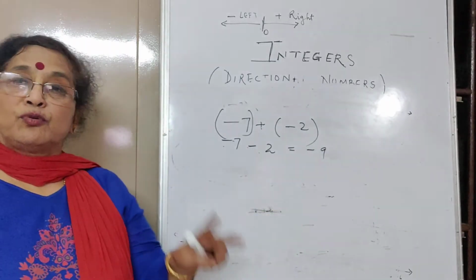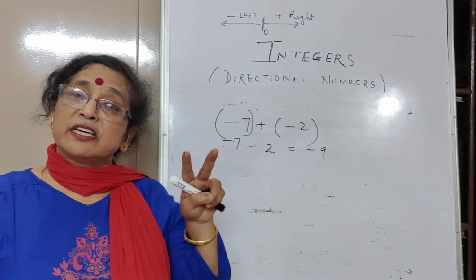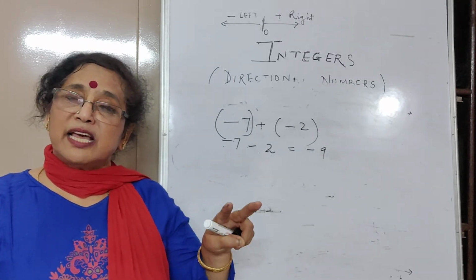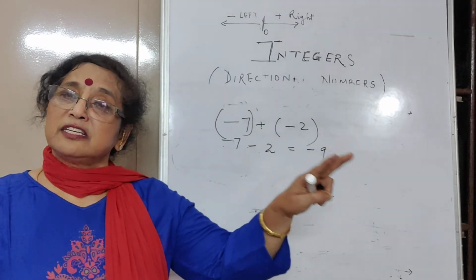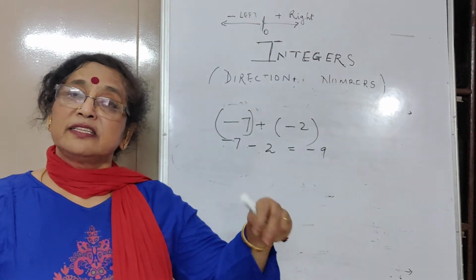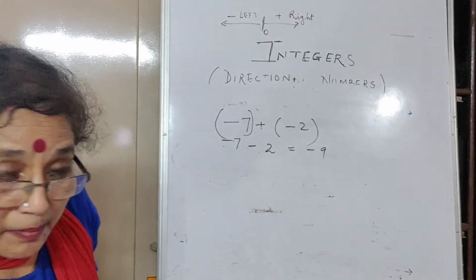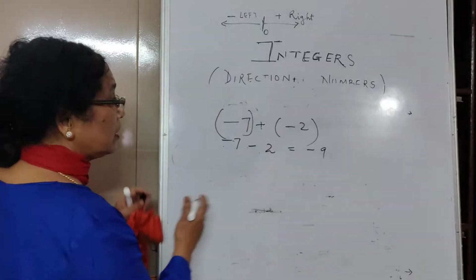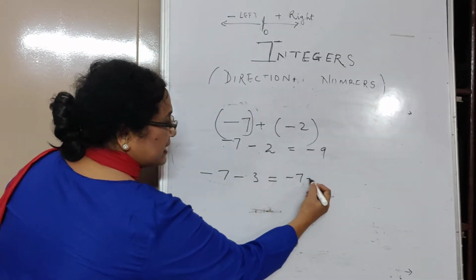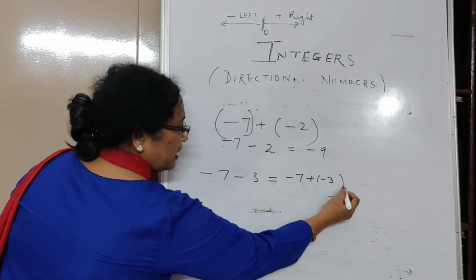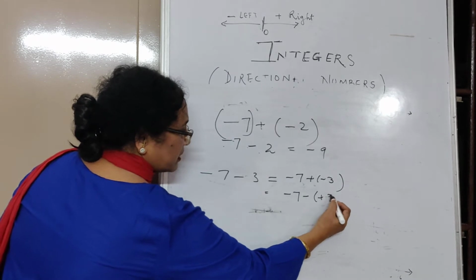So in addition of two integers of the same sign, if the teacher gives you plus 11 and plus 9, the answer is 20. If the teacher gives you minus 11 and minus 8, the answer is minus 19. Now let us see the plus and minus combination. So we have finished with plus and plus, minus and minus. Okay. So if the teacher gives this, it is the same as minus 7 plus minus of 3, or it is the same as minus 7 plus of 3.